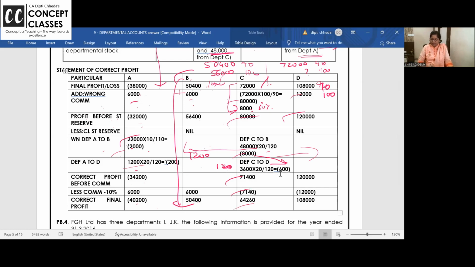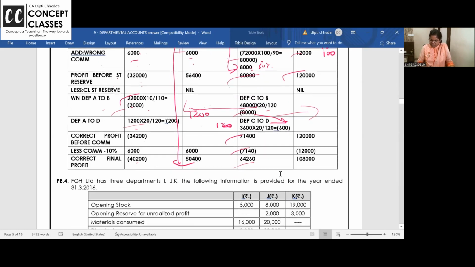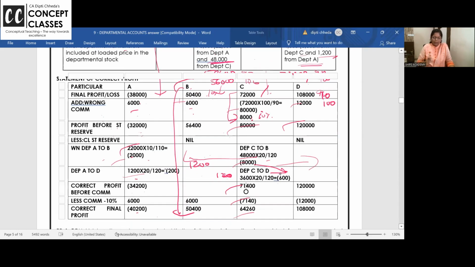ठीक है, right. And D there is no change. So that's all for this problem. Any explanation do you need for this problem? Tell me please. Let me know. Will you be able to work out?